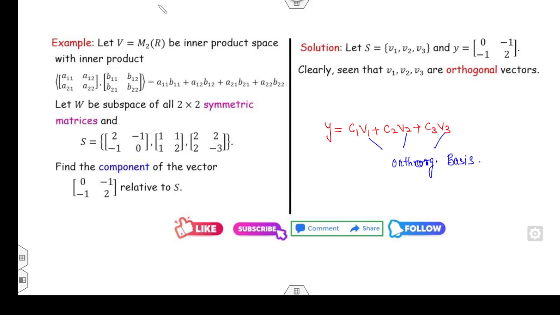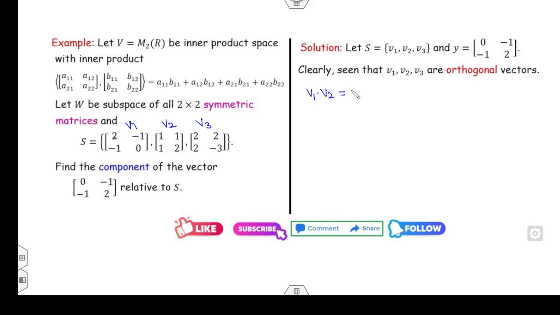And how can you prove the orthogonality? Firstly, you can prove whether V1 dot V2 is 0 or not. Let's see. What is V1 dot V2? This is my V1, this is V2, this is V3. So first element with the first element is 2, second element with the second element is minus 1 into minus 1, 0 into 2 is 0. The answer is 0. Now V1 dot V3. Fine, because the element definition is A11, B11, A12, B12 and so on: 2 into 2 is 4, minus 1 into 2 is minus 2, minus 1 into, and 0 into 3 is 0.